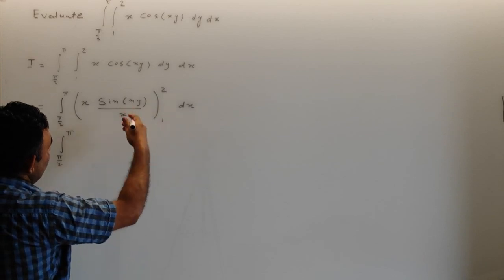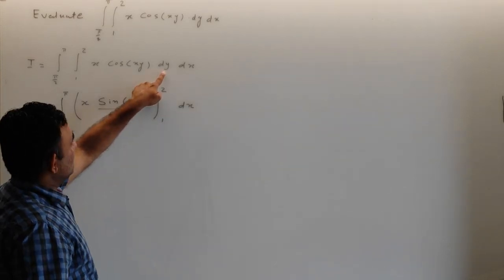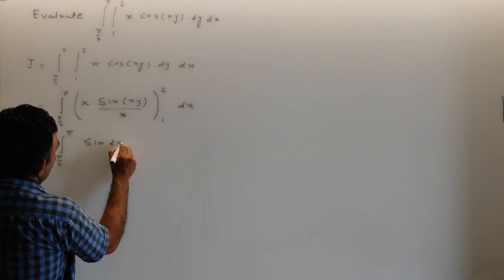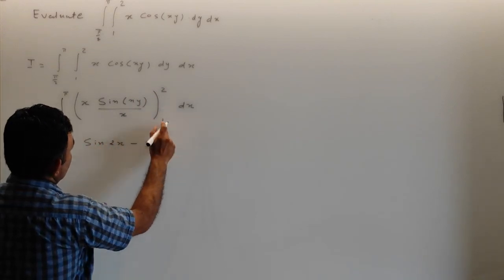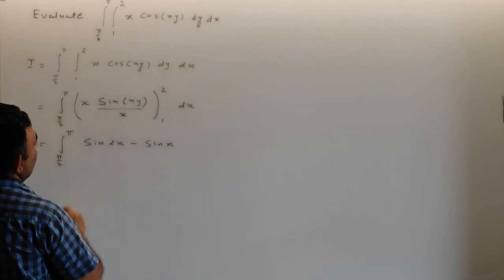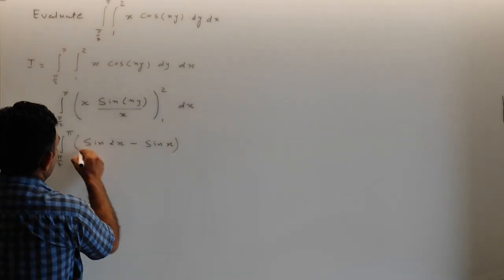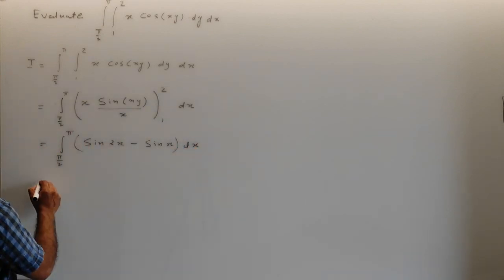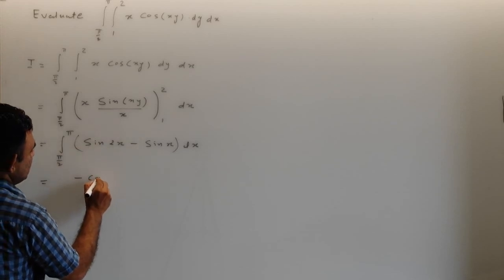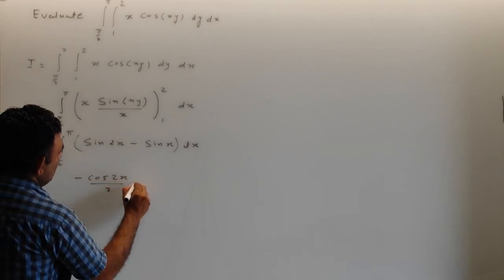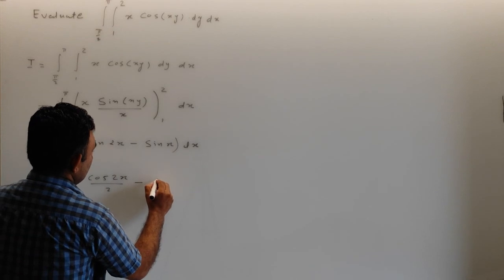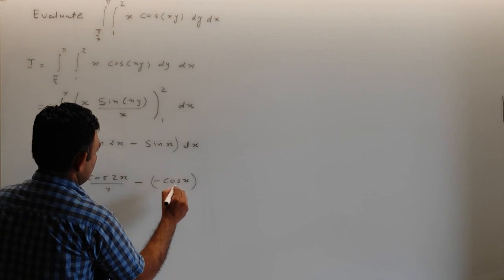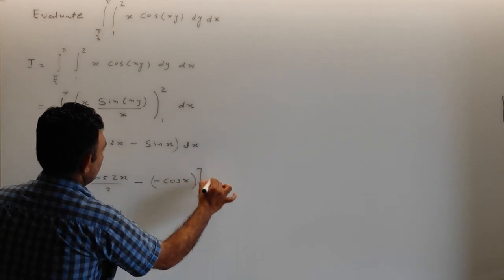Let us put the limits in at the same time. We replace y, so for y equal to 2 it will be sin 2x, minus sin x for y equal to 1, and x will get cancelled. So what we have is dx. Now it is simple integration. The integral of sin 2x is minus cos 2x by 2, minus the integral of sin x, which is minus cos x, and the limits are from pi by 2 to pi.